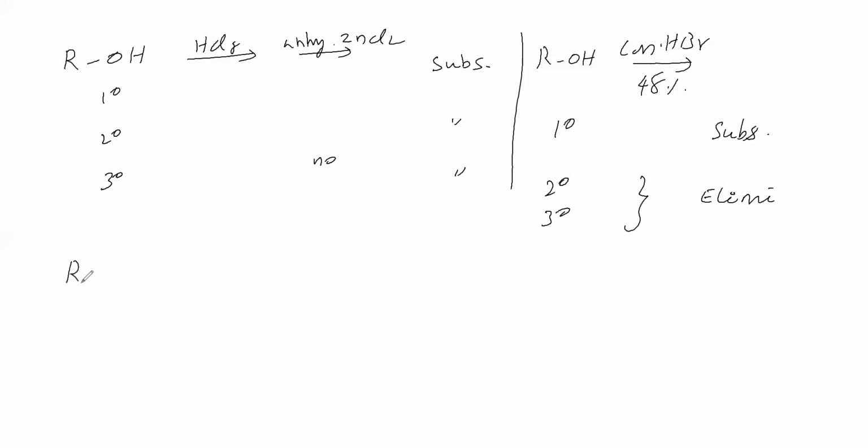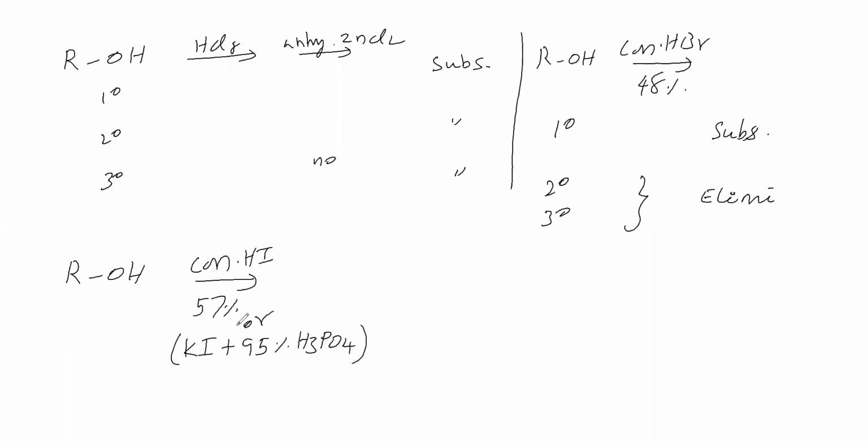Next, we will see alcohol with concentrated HI. Concentrated HI percentage is 57%. We can take concentrated HI, otherwise we can take a mixture of potassium iodide with 95% H3PO4. We can take like this also.